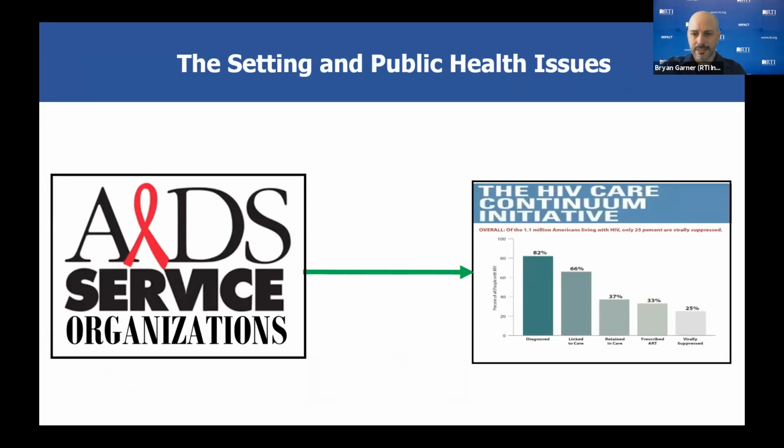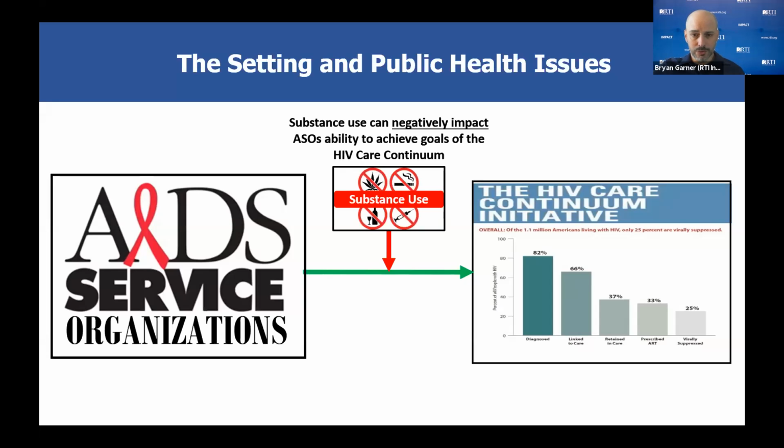In terms of the context for this project, we were focused on AIDS service organizations across the United States, with their mission being to help address HIV care and improve the HIV care continuum outcomes, for which there were and still are a lot of room for improvements. And in addition to HIV as a public health issue, there's also comorbid substance use and substance use disorders that are particularly prevalent and problematic among that population, and it can really interfere with an organization's ability to address the HIV care continuum and provide services.